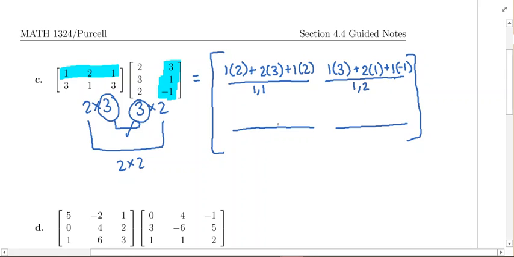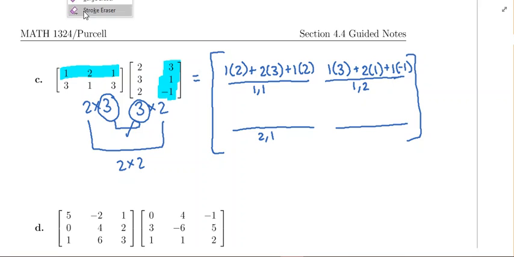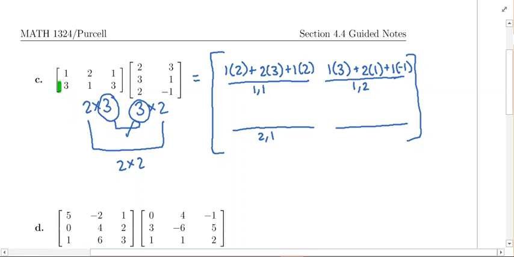Down here, what's the position of this element? This is the second row, first column. So you need to go back and identify which row and which column you should work with. You're going to use the second row, first column, so you're going to do the dot product there. Multiply corresponding elements. Do the first numbers together, so 3 times 2, the middle numbers 1 times 3, and then the last numbers 3 times 2. Add the results.